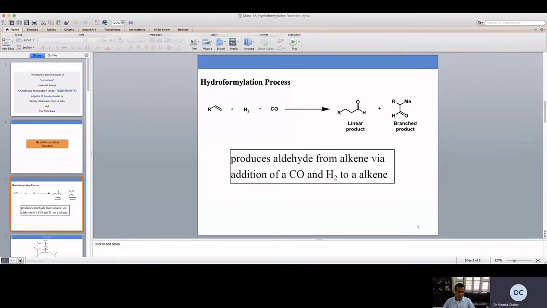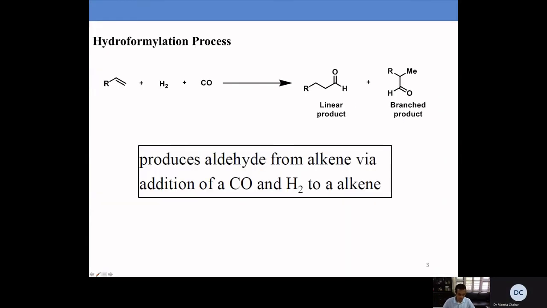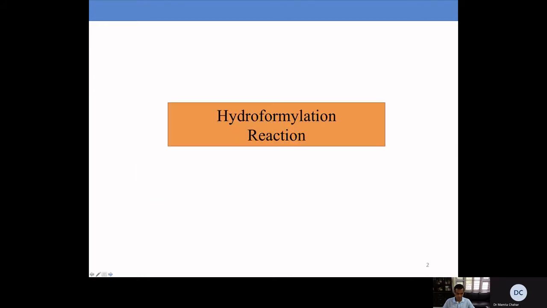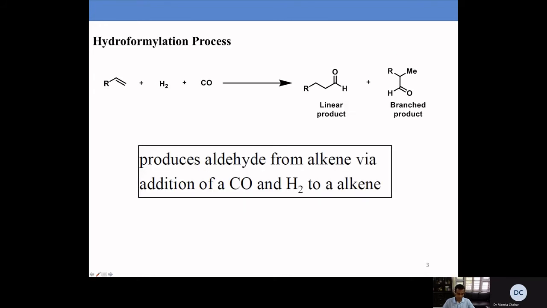So what we see is two different types of product formation. Either it's a linear product or a branched product. But both of them have a formyl group. So HCO and H, these are the formyl group. HCO and H is over here. Sorry, not this one, over here. In both of the cases, it's the formyl group that is adding.